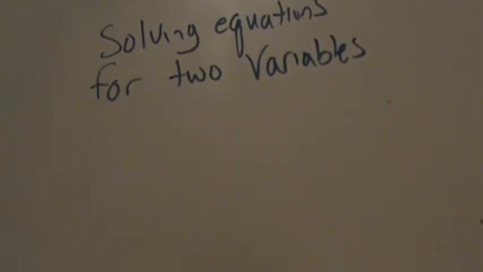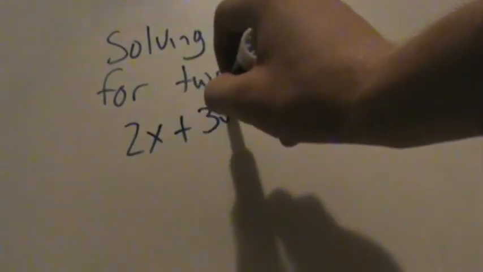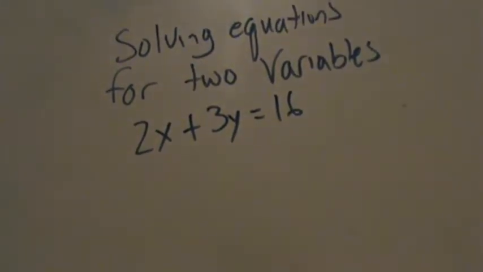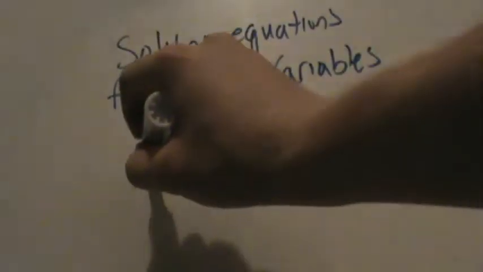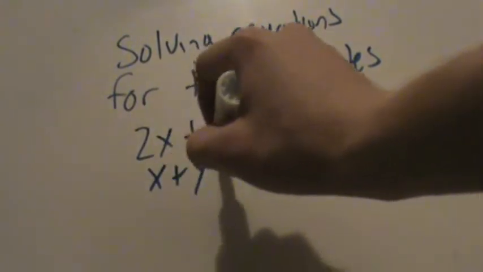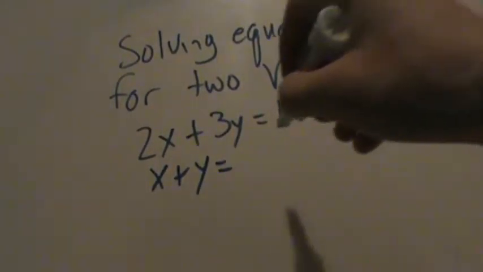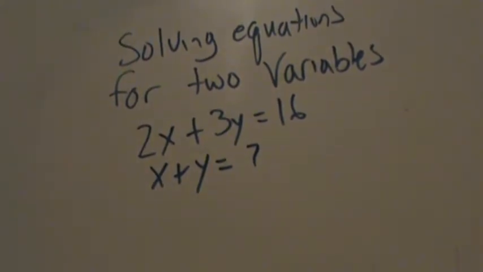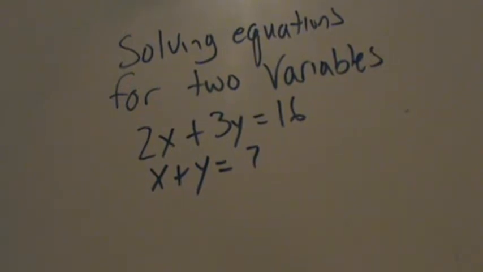Let's look at two equations, right? And we're going to have two unknowns. We have 2x plus 3y equals 16, right? And then let's have one other, x plus y equals 7, okay? So what did we do in the previous videos that we could do to this?